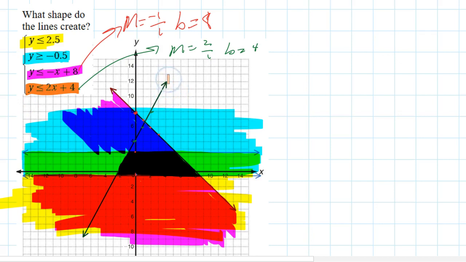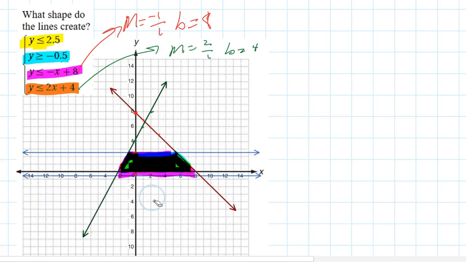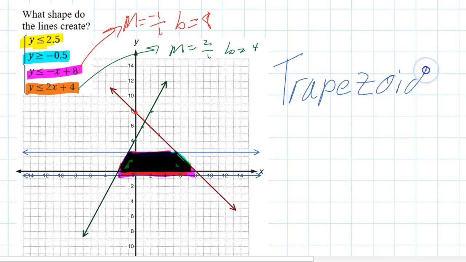So that would be y is less than the green line right here. Less than again is going down. So we're going to shade everything on the bottom of this. And because we have so many colors on top of each other, it's getting hard to see. So now I'm going to erase the leftover and only leave what is quadruple shaded. So you can see the piece we have there in the middle is the shape of a trapezoid.